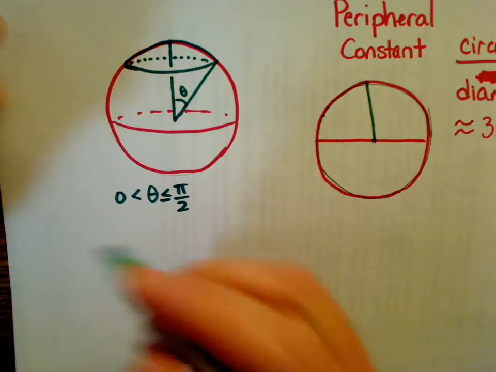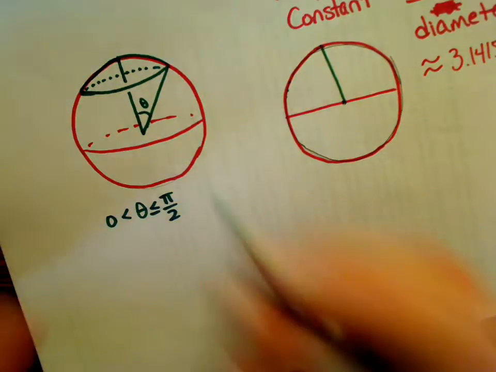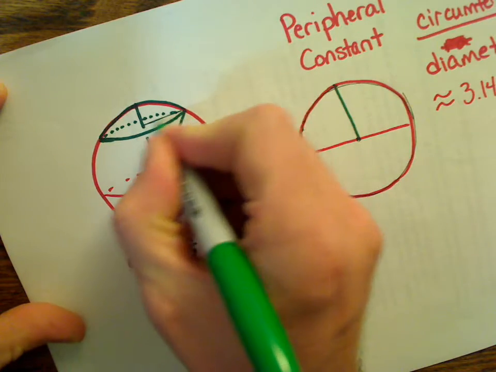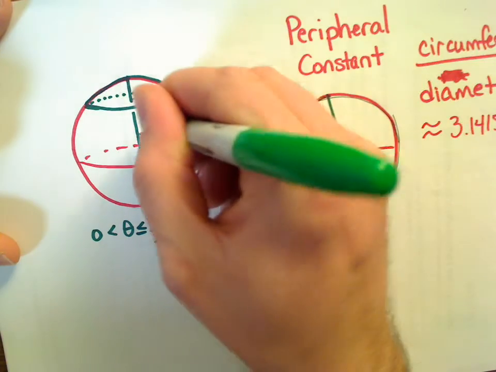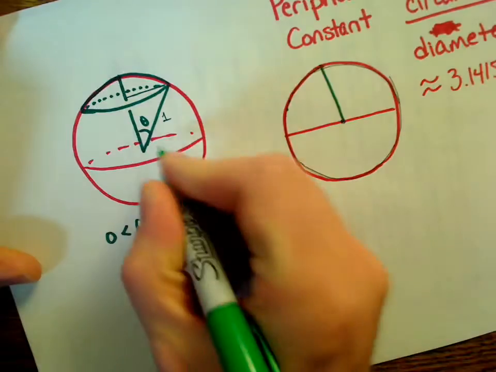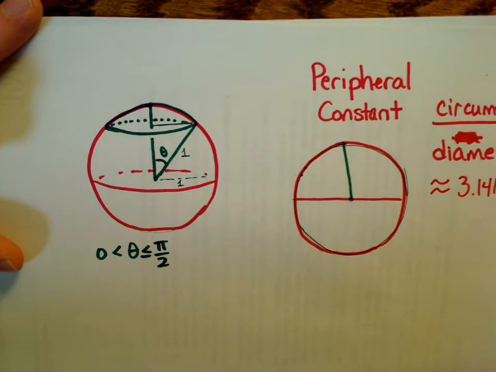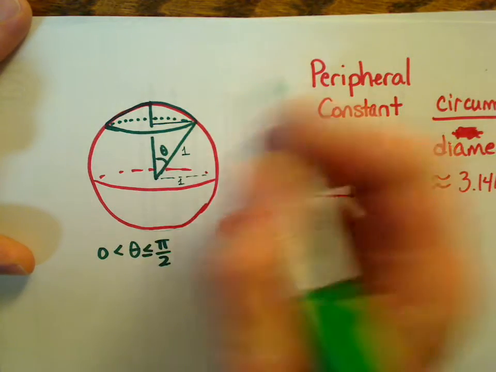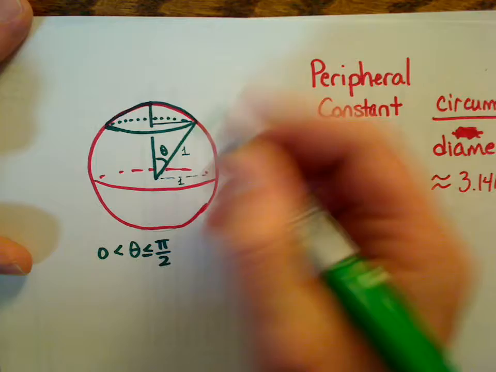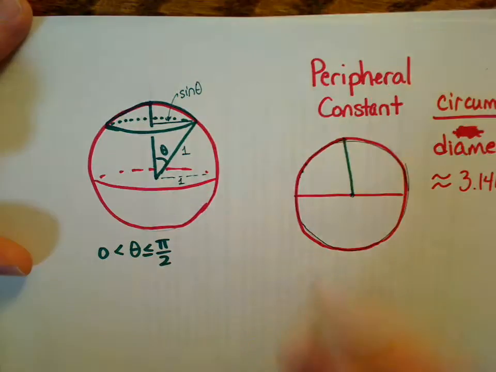All right, well, the circumference. Let me draw one more line, a bit thinner. I'm going to want to know that distance there. Well, for the sake of simplicity, let's just say the big sphere has radius 1. All right. So that means that this length is sine of theta, just by opposite over hypotenuse.